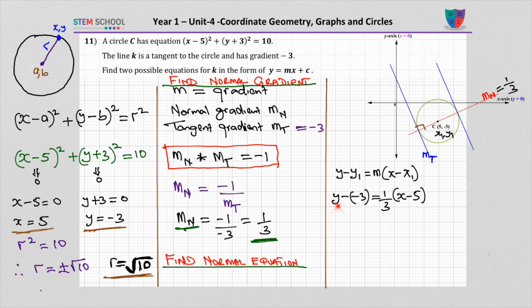Right, so you go y minus (minus 3) equals 1/3 (x minus 5). To expand this, I get y plus 3, minus times minus is plus, equals 1/3 times x is x/3 minus 5/3. So I'm just multiplying this by the bracket. I've taken the plus 3 to the other side, so that I get y equals x/3 minus 5/3 minus 3/1.